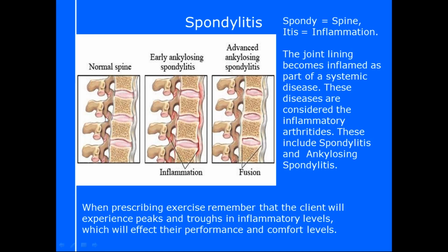And then you can see these little red bits in between. Now they're those facet joints that I was telling you about, where they articulate between the two vertebrae. That's what allows our weight to be distributed down. Now that's a normal spine.